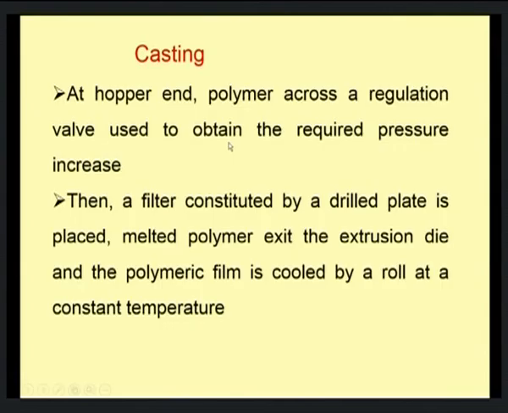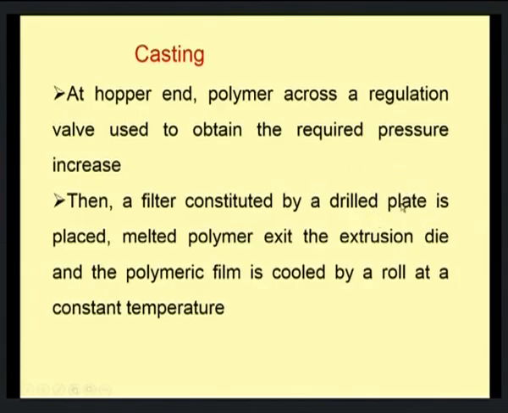Now, at the feed zone, that is at the hopper end, the polymer flow will be controlled using a regulation valve. This will ensure that the required pressure increase is maintained, because in a single screw extruder a high pressure has to be created that will ensure that the screw moves in the forward direction. At the same time, it injects the resin into the die.